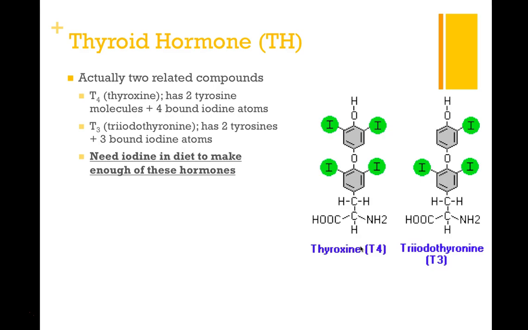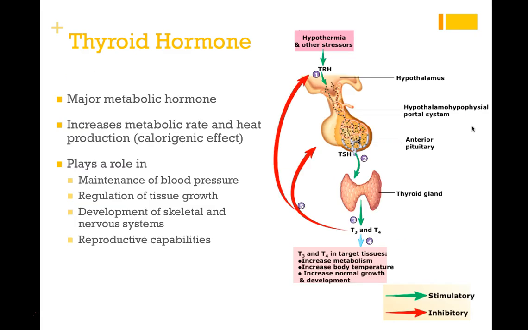So we have two types of thyroid hormones. We have T4 or thyroxine. This is going to have two tyrosine molecules and can bind 4 iodine atoms. This is why it's called T4, because of the 4 iodine atoms. And we also have T3 or triiodothyronine that is going to have 2 tyrosines and bind 3 iodines. We need iodine within our diet, or else we cannot make these thyroid hormones.